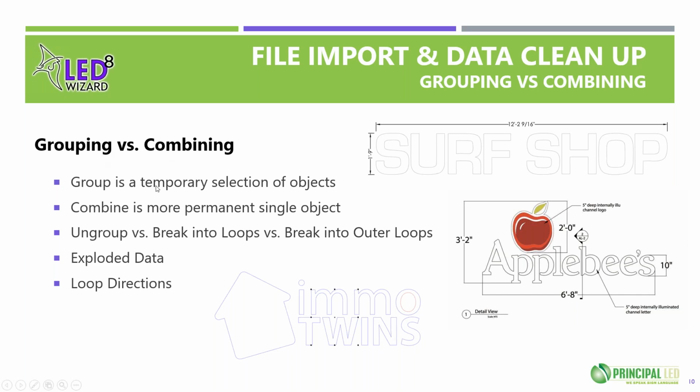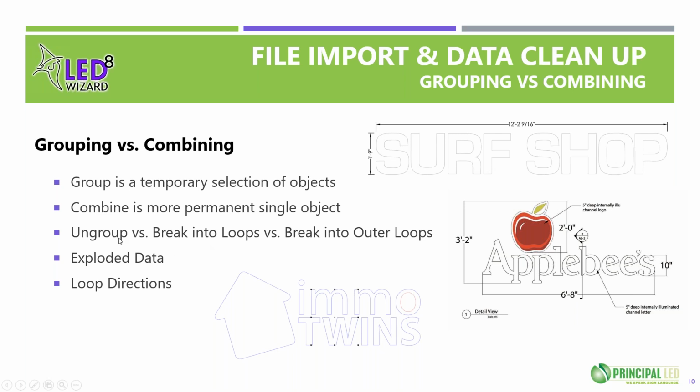I mentioned grouping and combining. I did talk about this before, but just to clarify, a group is a temporary selection of objects. You can group a set of objects by drawing a box around them in the layout tool, and you can just as easily ungroup those objects. Combining is more permanent. If I select this surf shop lettering and combine, it makes one object out of that surf shop. It's one object instead of multiple letters.